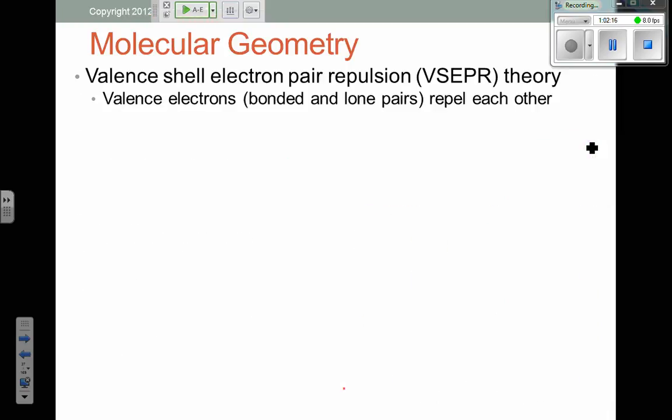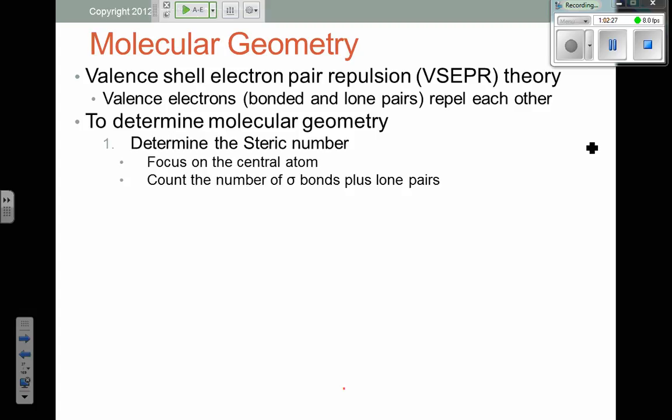So that brings us to molecular geometry. We haven't gotten there yet. I just want to go through it really quickly. Molecular geometry is easy for carbons, but you can also determine your molecular geometry for other atoms.